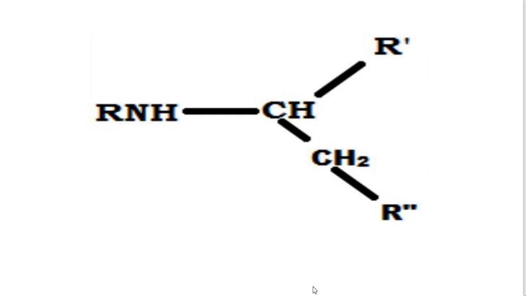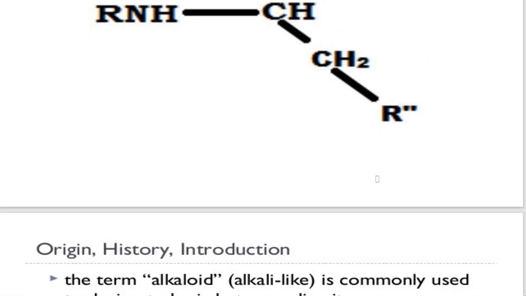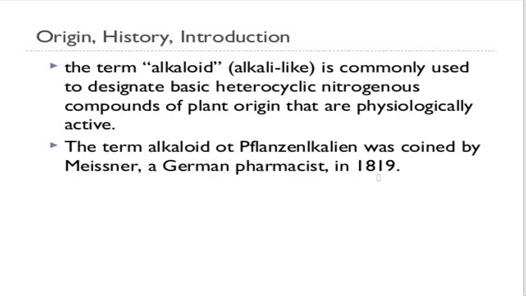Alright, now let's move to the basic structure of an alkaloid, wherein you can see there will be two alkyl groups attached to an ethyl ring and an amino group. An alkyl amine is attached to a further ethyl group, and the further ethyl group is attached with two alkyl groups. Now let's study the origin, history, and introduction.